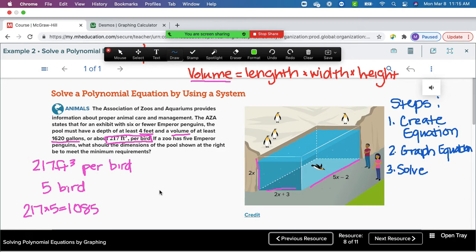So we are going to do, I think I'm going to run out of space. We're going to do length times width times height. So we have our picture over here showing us the length, the width, and the height. And we are going to use them just as they are, even though they have a variable. They all have x in them. That's fine. We know what to do with that. So we're going to take the volume of 1085.